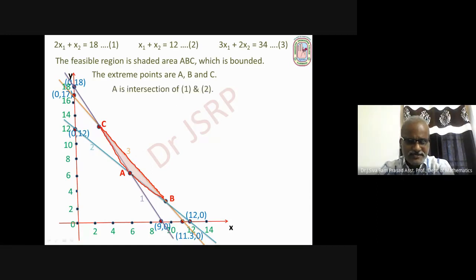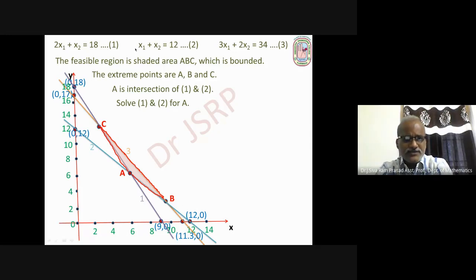First find A. A is the intersection of this line, that is the second line, and this line, the first line. So A is the intersection of 1 and 2. So solve 1 and 2 for A.